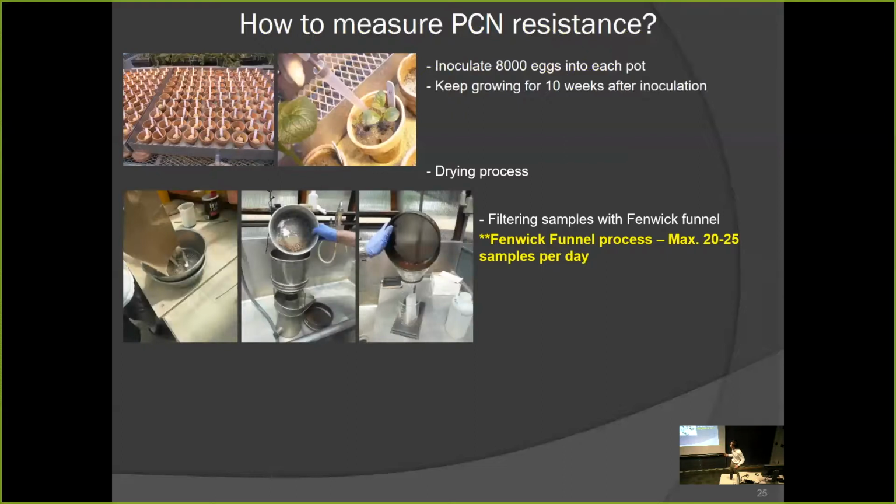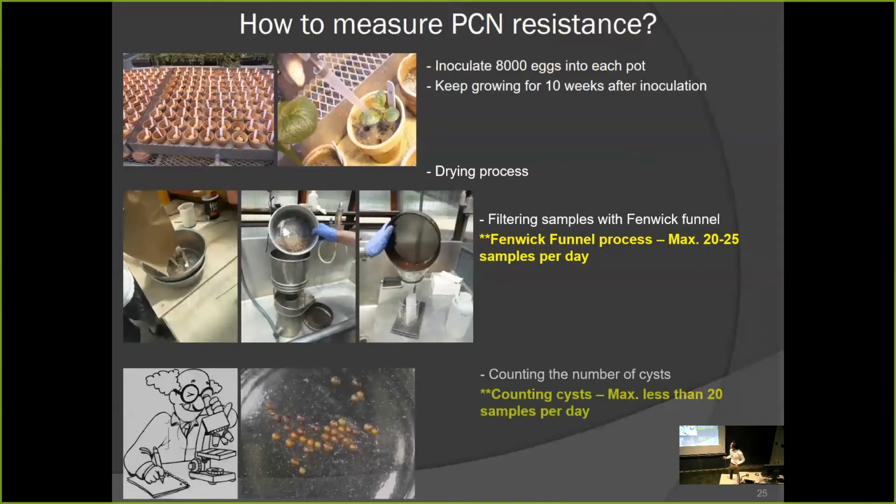This silver-colored device is the Fenwick funnel, specially designed for separating cysts from the dirt. So with high-pressure water and this funnel, I could separate cysts from the dirt and plant materials. The collected cysts were counted under the microscope like this.